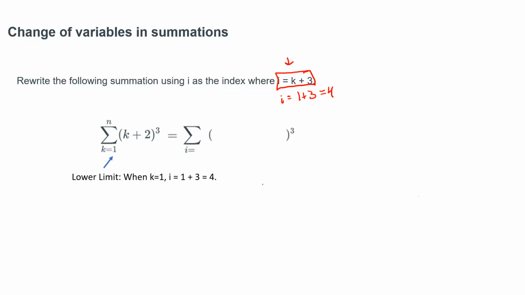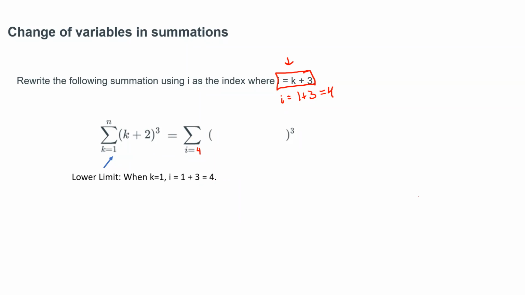So we use that little formula because we know what the relationship between I and K is, and we can find what I is when K is 1. So when K is 1, I is equal to 4. So instead of starting at 1 like K did, we're going to start at 4. So we'll have I equals 4 instead of K equals 1. We first start by handling this lower limit.